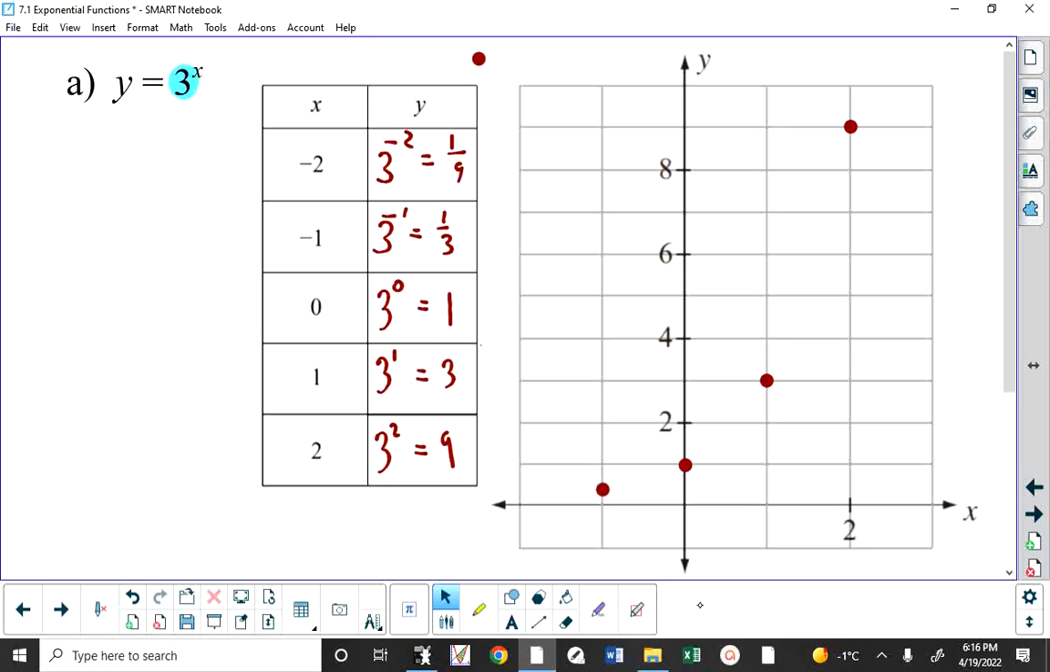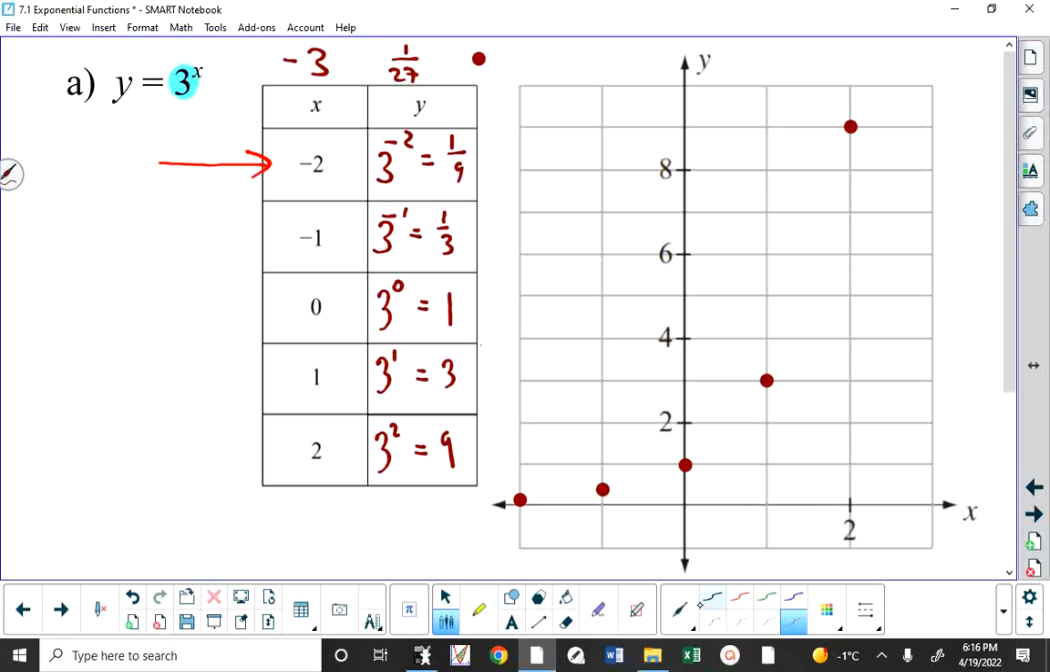And I'm a little hesitant to try to plot this point. I could do it, but I am going to have to plot a point over here at negative 2 that's 1/9 for y. And that's so close to the x-axis that I don't feel comfortable drawing it. But I want you to understand that if I chose x equals negative 3, then we would have 3 to the negative 3, which would be 1/27.